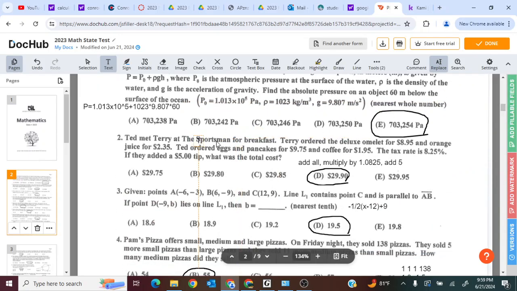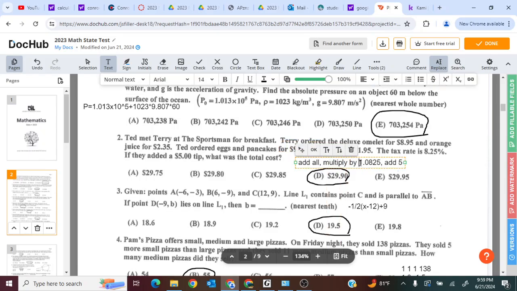Number 2, Ted made Terry, ordered this stuff, all that stuff. The tax rate is this, and they added $5, which is the total cost. Well, add up all the price of all the items, multiply it by your tax rate plus 1, so 1.0825, and add your $5 tip.